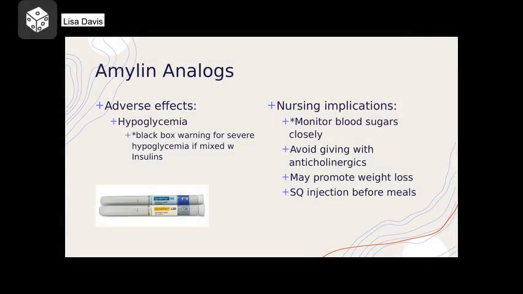Our adverse effects with amylin analogs like pramlintide include a risk of hypoglycemia. The risk for hypoglycemia is actually so high that they have it as a black box warning, severe hypoglycemia, if you are giving the amylin analogs with insulin. As a nurse, when we're preparing to give these amylin analogs, we obviously want to make sure that we're monitoring our blood sugars really closely, because that's a severe risk for hypoglycemia.